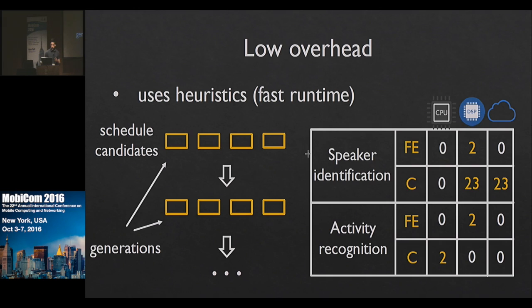And here I'll give you an example of what a schedule might look like for two example applications, speaker identification and activity recognition. We have two types of computations, feature extraction and classification, and the numbers in each cell show how many computations of that type are assigned to a resource. In this case, let's say for the speaker identification pipeline, we have in total 46 instances of computational types, which are, in our case, Gaussian mixture models, and 23 of them can be evaluated on a low-power DSP, and 23 can be evaluated in cloud.